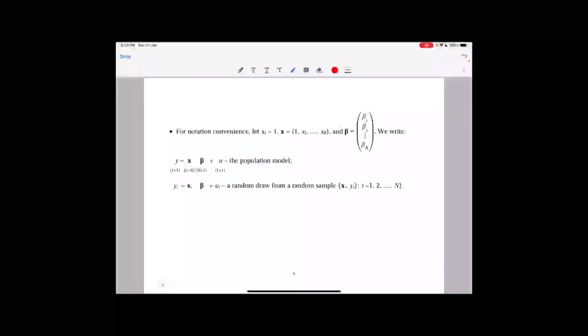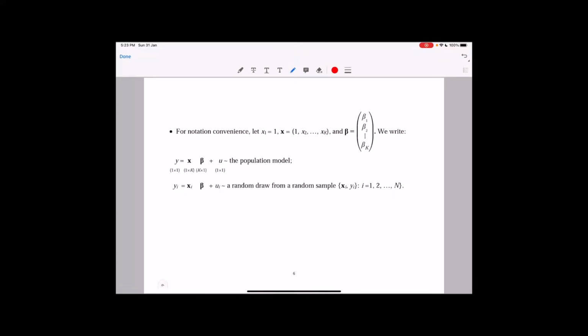For notation convenience, from now on we will assume that the first component of the x vector is always 1. So beta 1 here will be the intercept. And we write the linear model as follows: y equals x beta plus u. And note that a model is written in terms of the population.